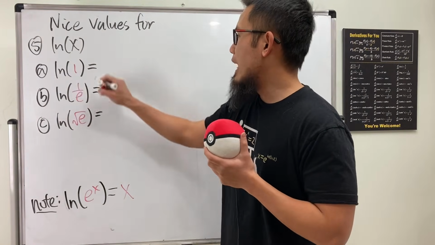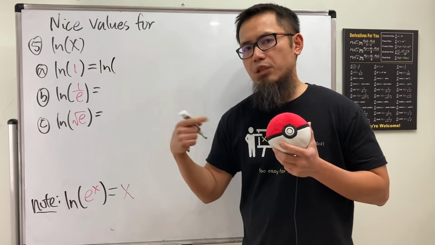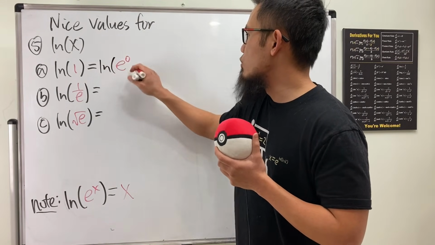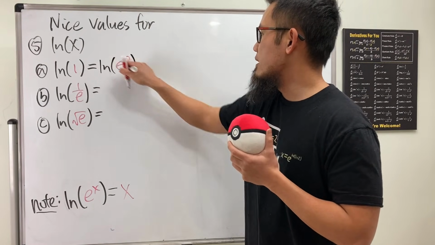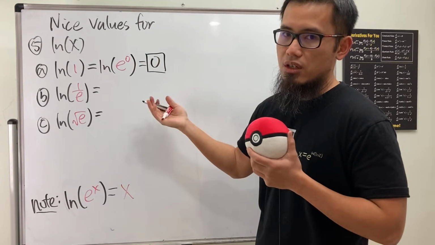Now, here we have ln of 1. E to what power will be 1? E to the 0th power will be 1. So we can write this as e to the 0th power. And this way, you see, they cancel out, and you just get 0. And this right here is the answer.